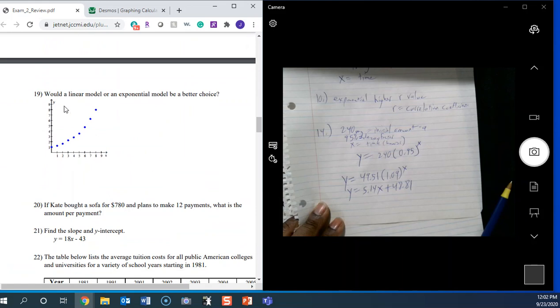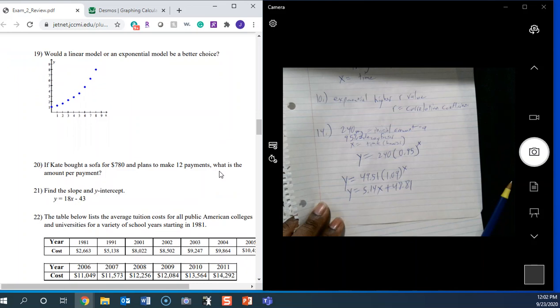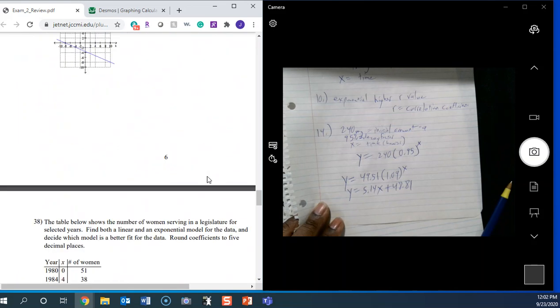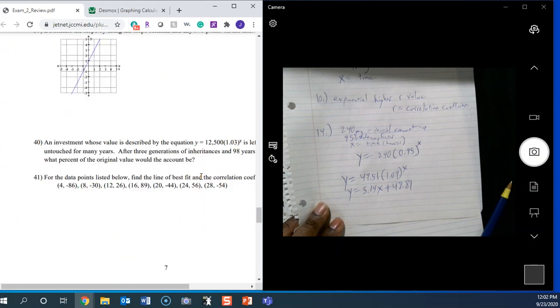Now we look here at 19. It says, would a linear model or exponential model be a better choice? You notice here the exponential model would be the better choice. Okay, let's see. How far does this go down? I think it goes down to 41.